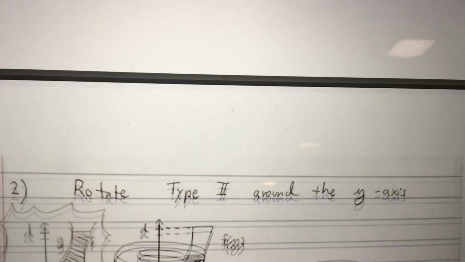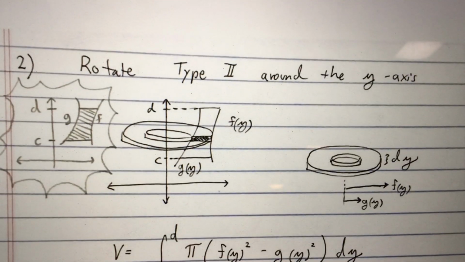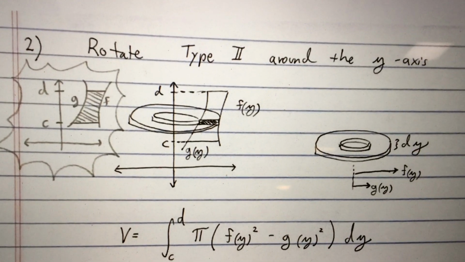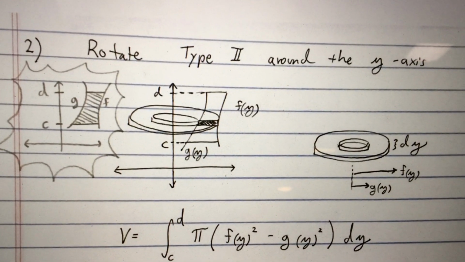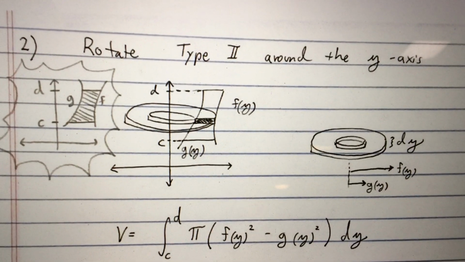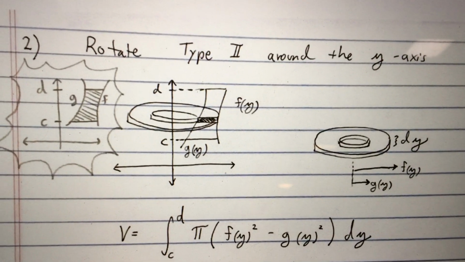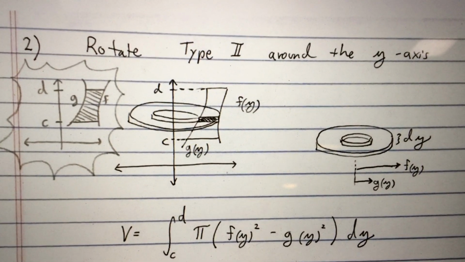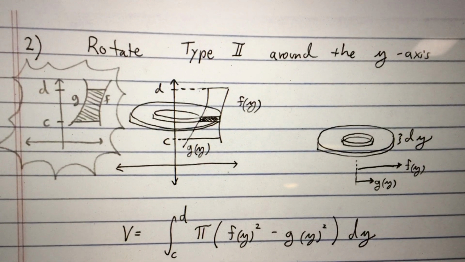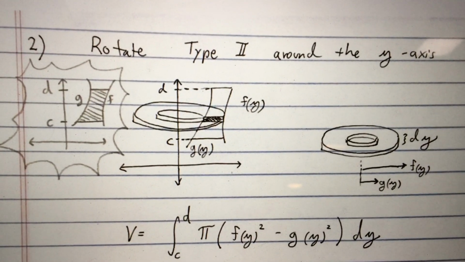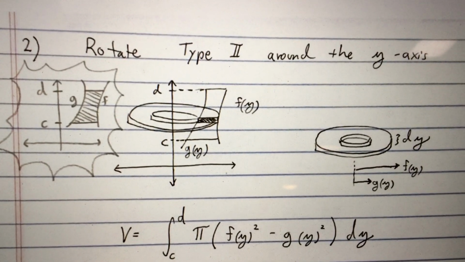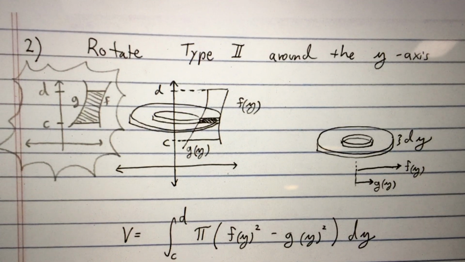All right, so let's look at type 2. Now, a similar setup occurs when you rotate a type 2 region around the y-axis. So here's a type 2 region. It has f on the right, g on the left. You can slice it into horizontal slices. And when you rotate it around the y-axis, I didn't attempt to draw the whole picture this time, I just drew the washer. Because when you rotate that horizontal slice around the y-axis, you get another washer.